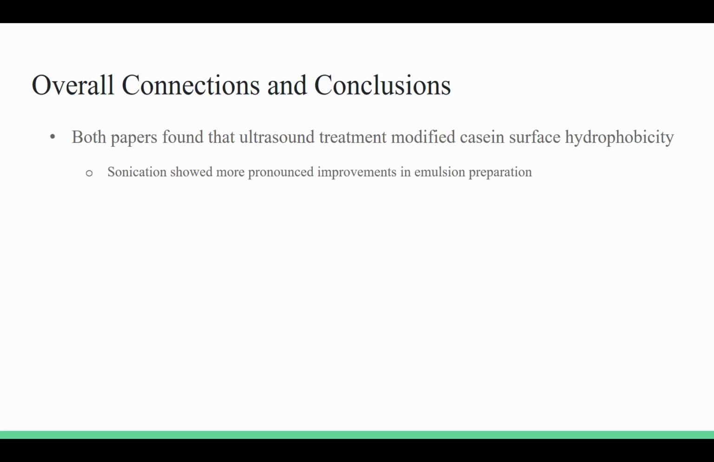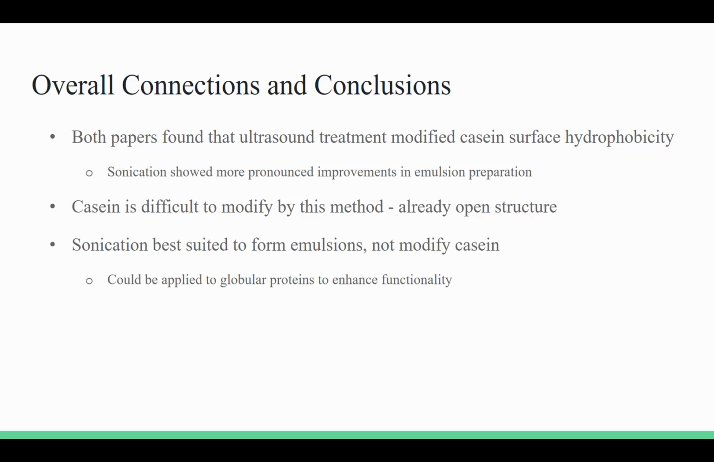Okay. So overall connections to the class. Both papers found that ultrasound treatment modified casein surface hydrophobicity, and sonication showed more pronounced improvements in the emulsion preparation. So casein is difficult to modify by this method since it is already an open structure. Sonication is better for forming the emulsions, not modifying the casein. And then this could be applied to a globular protein to enhance functionality.